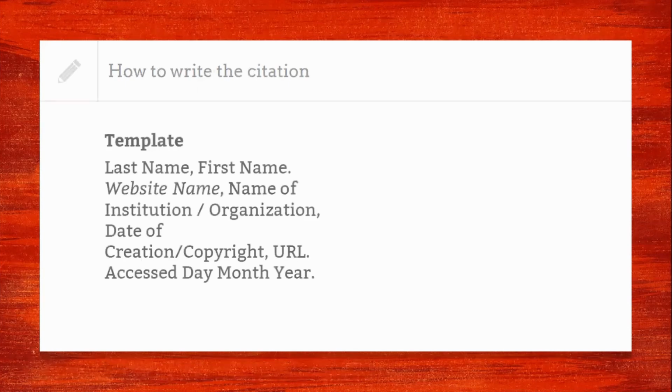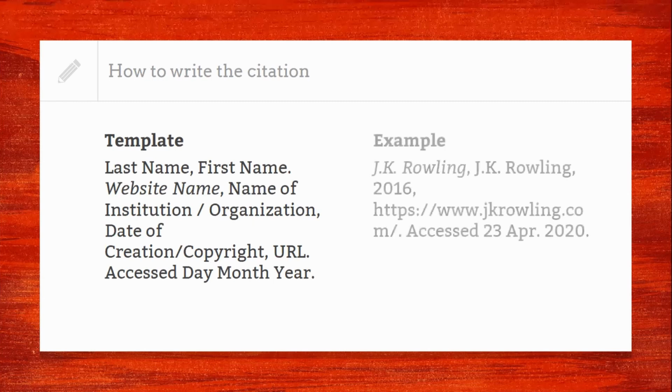When writing a citation for a website, you will follow this template. You will have last name, first name of the author or compiler, if available. If not, it will just start with the website name in italics, comma, followed by name of institution or organization, comma, date of creation or copyright, comma, and then the URL, followed by a period. After that, you will write accessed on, and then the day, month, year of when you accessed it.